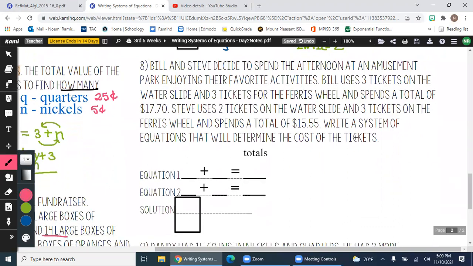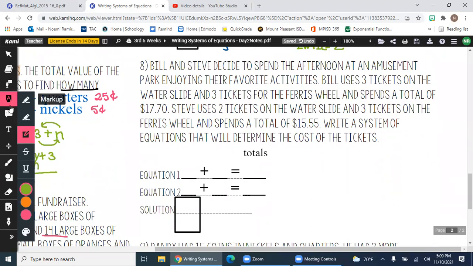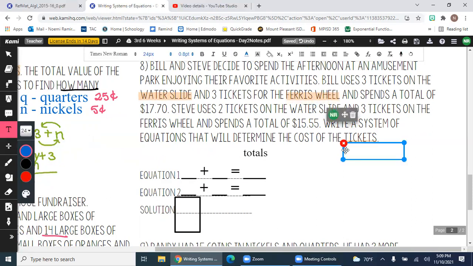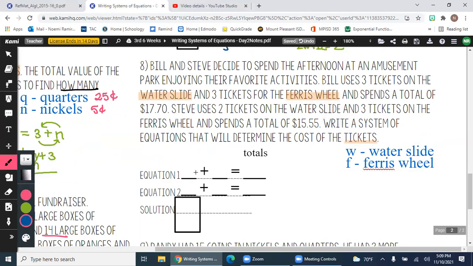Number 8. Let's find the two totals. I mean, my variables, sorry, cost of the tickets, okay? We're talking about tickets, so obviously there's two different types of tickets. Bill uses tickets on the water slide and Ferris wheel. So we're just gonna use W and F, easy peasy. So W for water slide, F for Ferris wheel. Let's insert those variables. Make sure you put those in the same order, W F, W F.